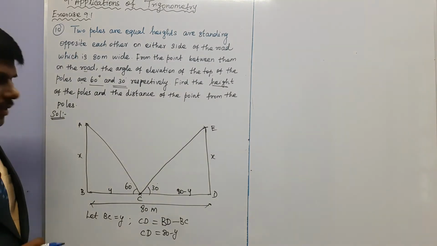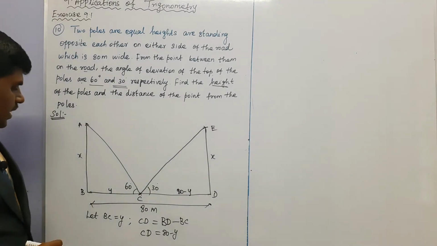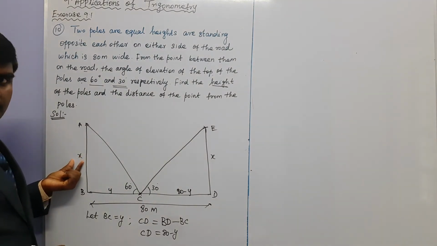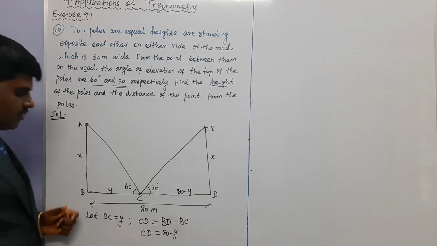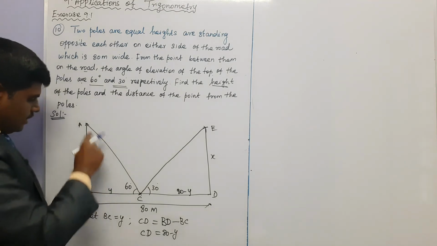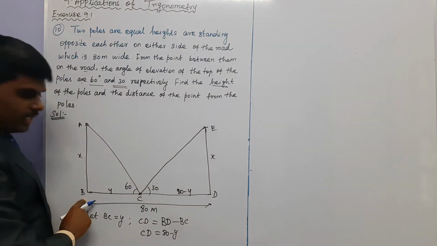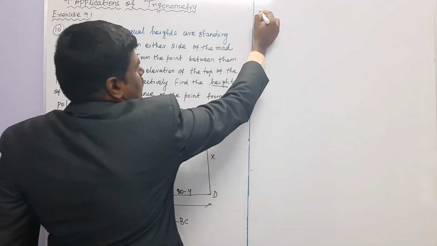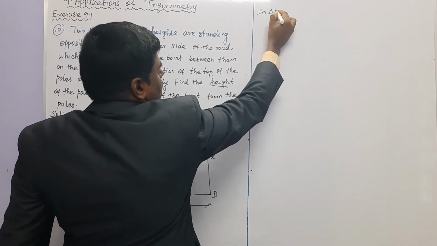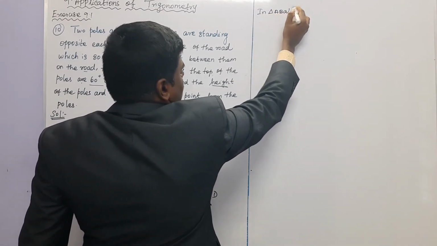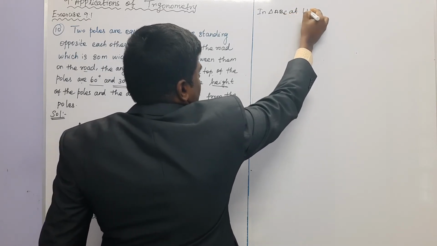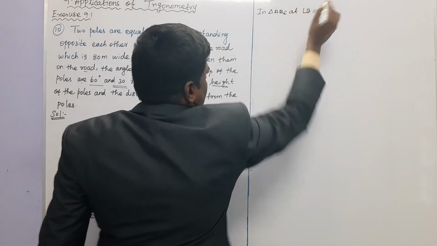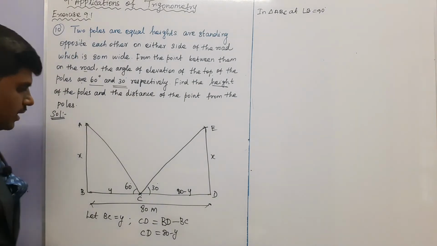Is that clear? Okay. Now I need the height of the pole, that is the x value, and next the point, the y value. Both. So as usual, in triangle ABC, at B is 90 degrees. Is that clear? At B is equal to 90 degrees.